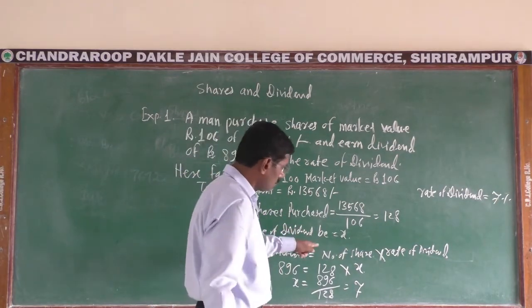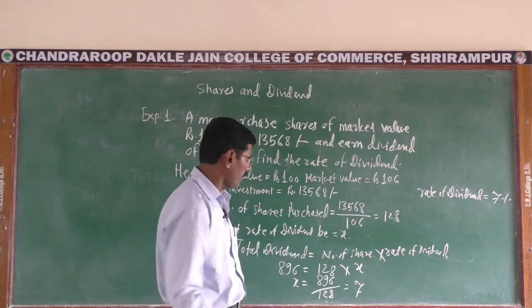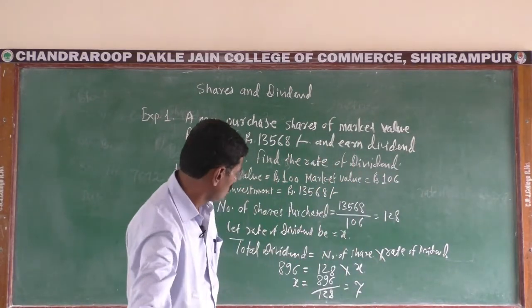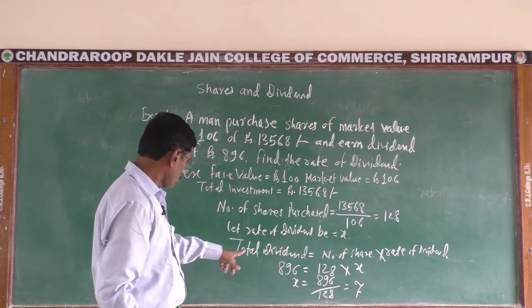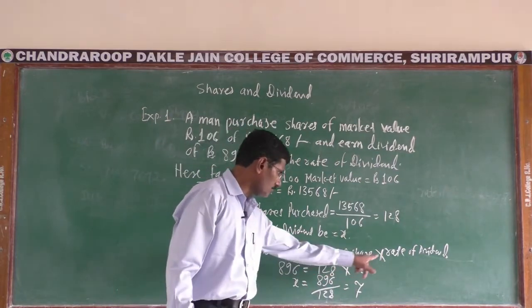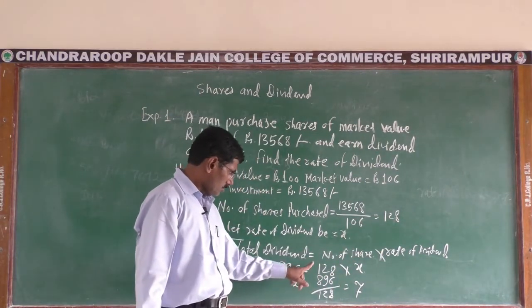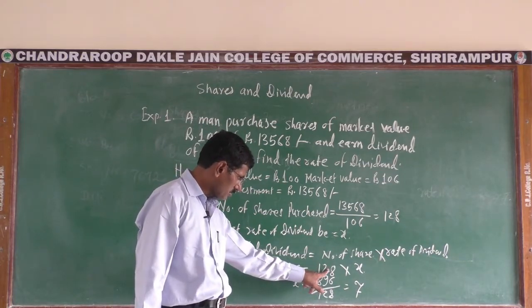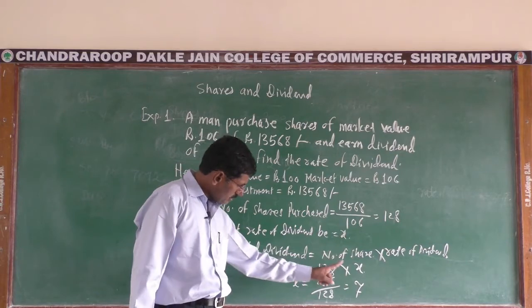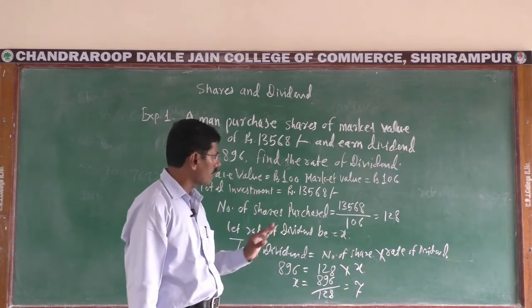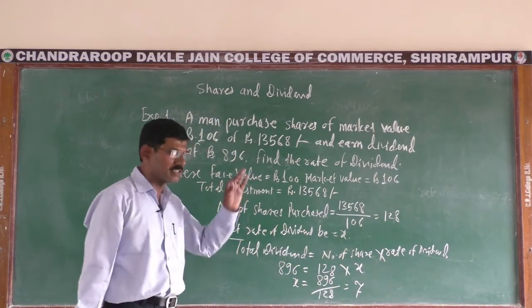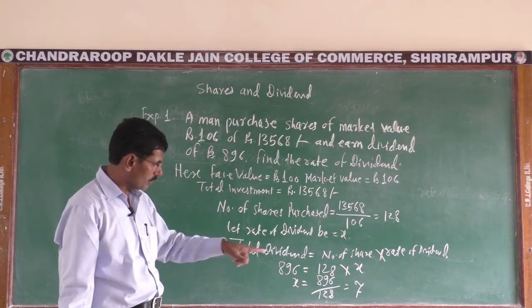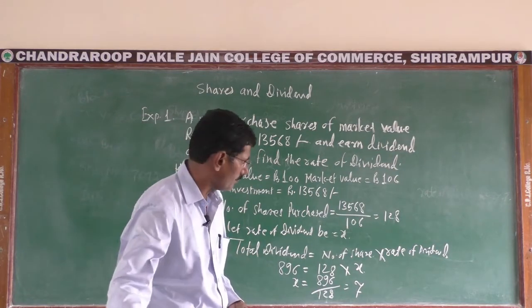We can also solve this example in another way. For example, here, see here, total dividend is equal to number of shares into rate of dividend. A purchased 128 shares, shares of rupees 100 purchased at rupees 106. The rate of dividend is 7%.